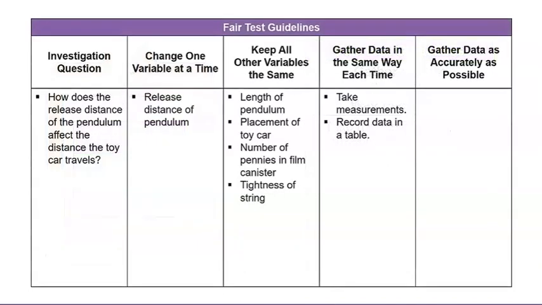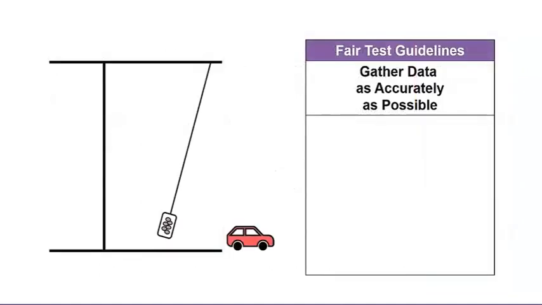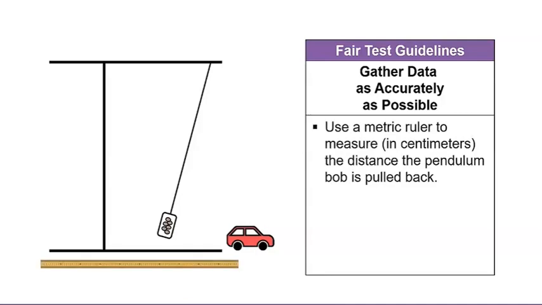Wow, look at our fair test guidelines chart. We are almost done. But how can we make sure to gather data as accurately as possible? What do you think we should do? Maybe you said we should use a metric ruler to measure the distance the pendulum bob is pulled back. Let's use centimeters. Great. Can you think of anything else we should do to gather data accurately?